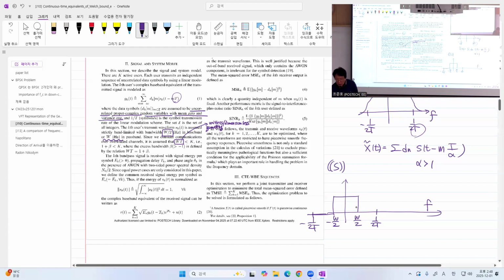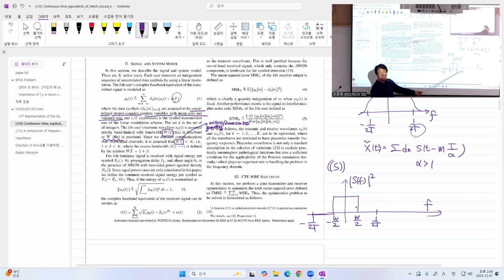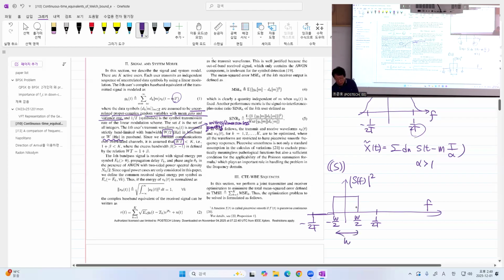So in order to clearly state, let me mark this point as 1 over 2T, and this point as W over 2. So in passband, what is the bandwidth? Bandwidth is W. What is the transmission rate? Transmission rate is this one. So W is less than 1 over T, which means WT product is less than 1.